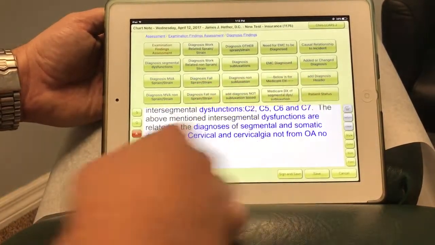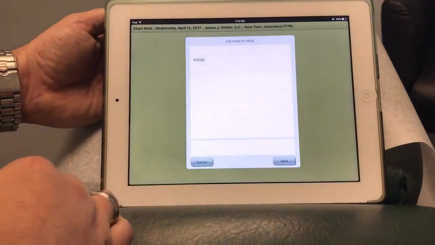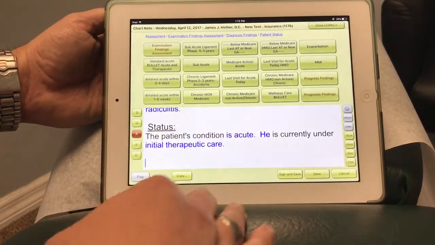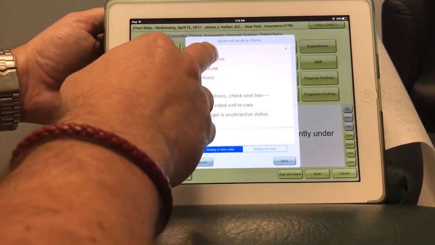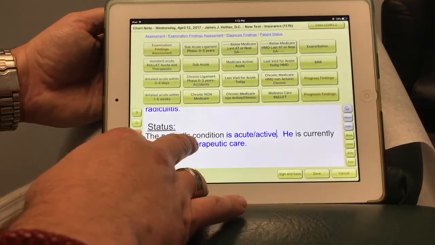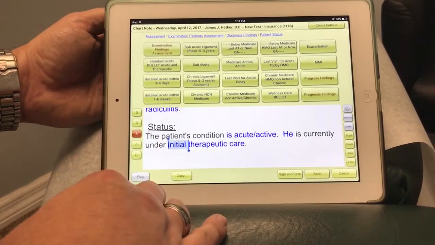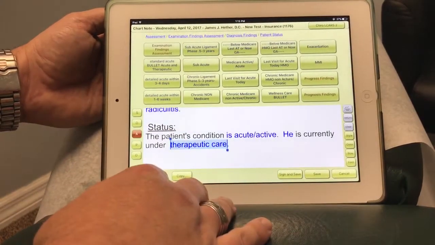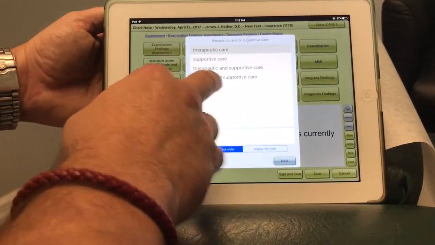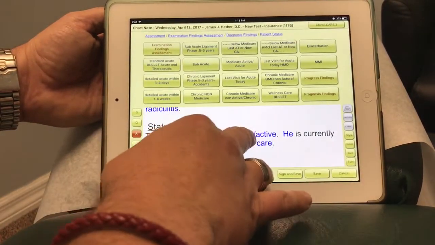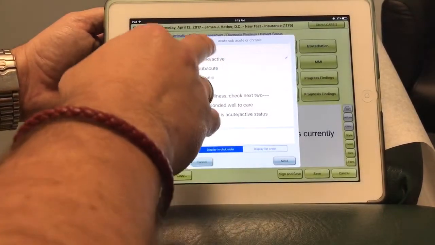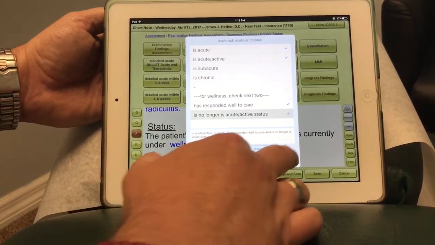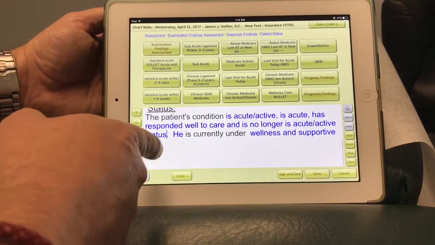Their patient status is they're a new patient, so we're going to say that they are a new patient under initial therapeutic care. And from there, once they become no longer acute, we can turn the acute back into subacute, and then we can turn their initial therapeutic care. We can get rid of initial and just turn it to there. And then once they no longer have problems, we can move them to wellness and supportive care, saying that their acute condition that they originally came in with is no longer acute, they responded well to care, and they're no longer under active treatment. So we can do that as the patient responds.